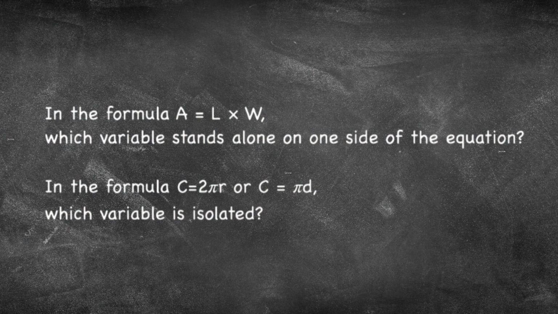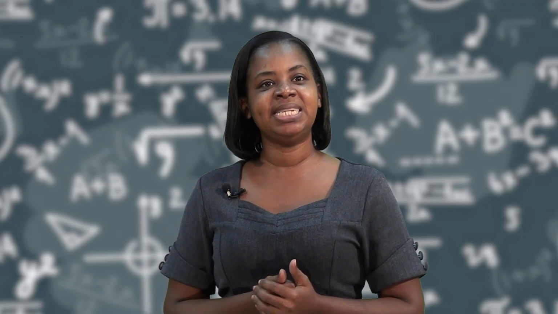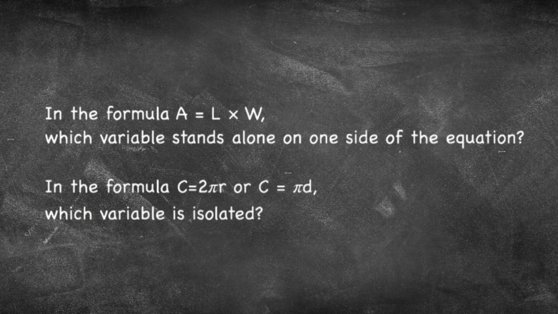Well done. Circumference of a circle is equal to 2 multiplied by pi multiplied by its radius, which is the same as C is equal to 2 pi r, or the circumference of the circle is equal to pi multiplied by its diameter, which is the same as C is equal to pi d. In this formula, which variable is isolated? Yes, the isolated variable is C. Let us now go to our warm-up activity.